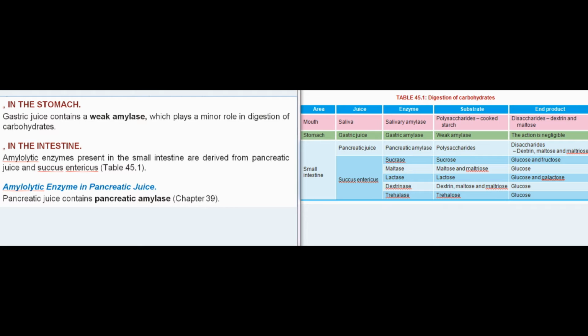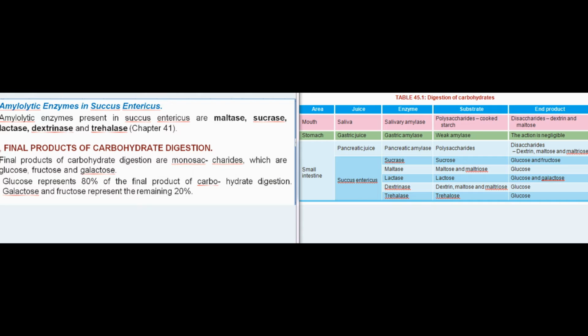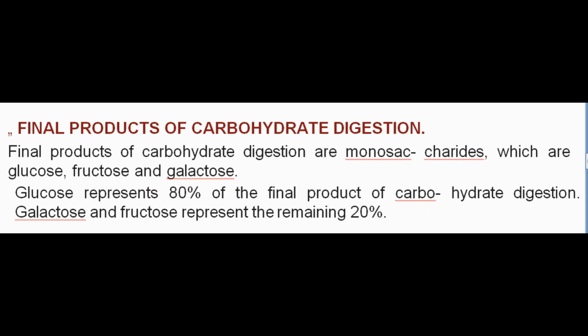In the intestine. Amylolytic enzymes present in the small intestine are derived from pancreatic juice and succus entericus, Table 45.1. Amylolytic enzyme in pancreatic juice. Pancreatic juice contains pancreatic amylase, Chapter 39. Amylolytic enzymes in succus entericus. Amylolytic enzymes present in succus entericus are maltase, sucrase, lactase, dextrinase and trehalase, Chapter 41. Final products of carbohydrate digestion. Final products of carbohydrate digestion are monosaccharides, which are glucose, fructose, and galactose. Glucose represents 80% of the final product of carbohydrate digestion. Galactose and fructose represent the remaining 20%.